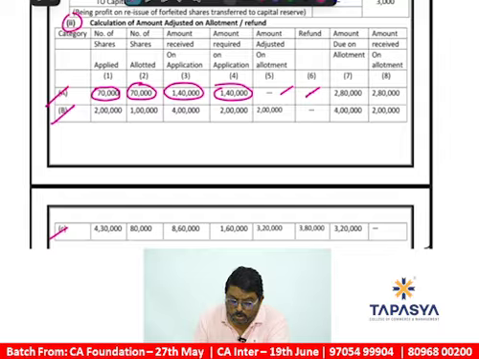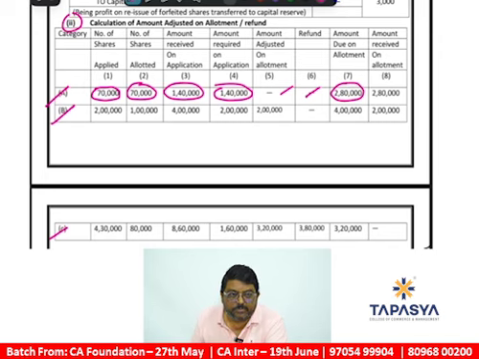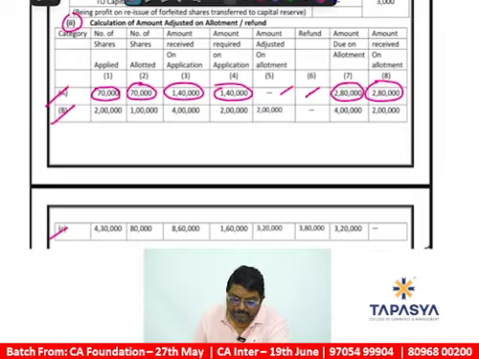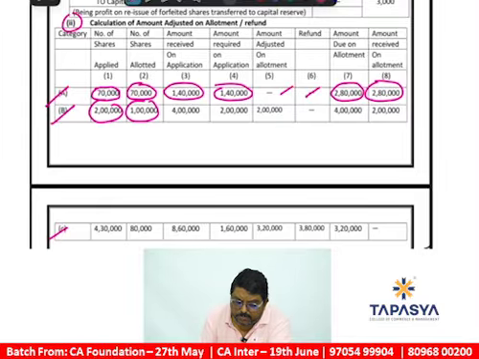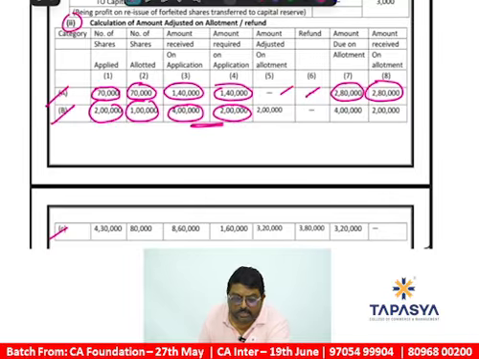Therefore, total number of shares 70,000, 4 rupees allotment. Allotment due 70,000 into 4, 2,80,000. Of course, totally collected, 2,80,000 collected. Okay. Go to the second category. Number of shares applied 2 lakhs. Allotment given only 1 lakh. Amount received 2 lakhs into 2 rupees, 4 lakhs. Required only 1 lakh into 2, 2 lakh rupees. So therefore excess application money 2 lakhs.